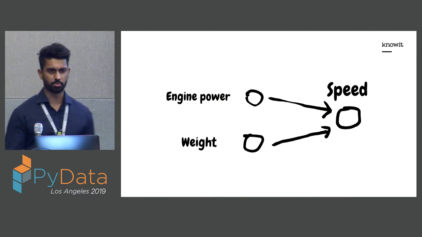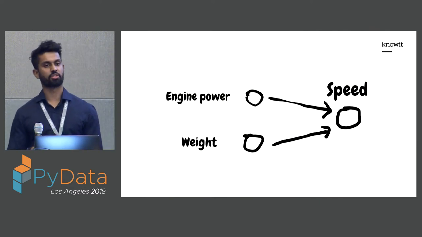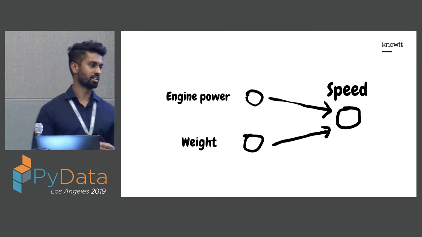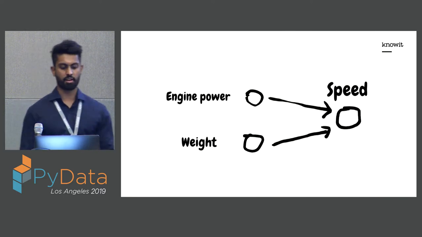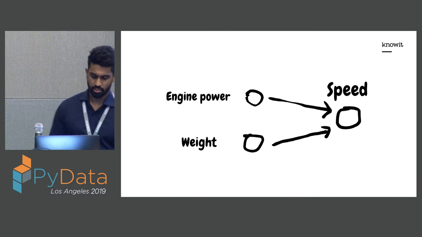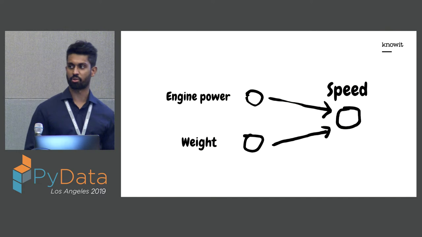Let's expand this a little bit further. Now, we could say that the engine power and the weight of a car could say something useful about the speed of a car, right? If the car is heavy, then it's going to be slower. And if the engine power is greater, then it's going to be faster, right? So we could say that the speed is an inferred abstraction from the engine power and the weight.